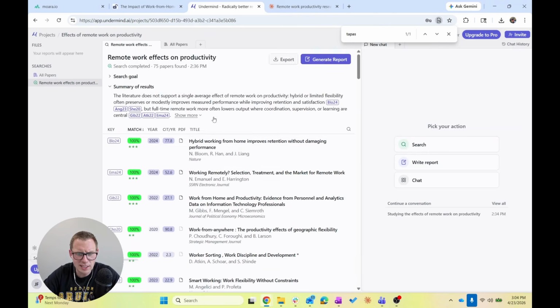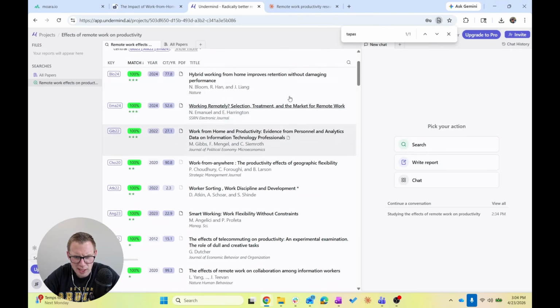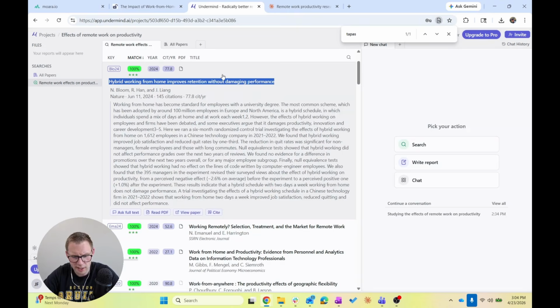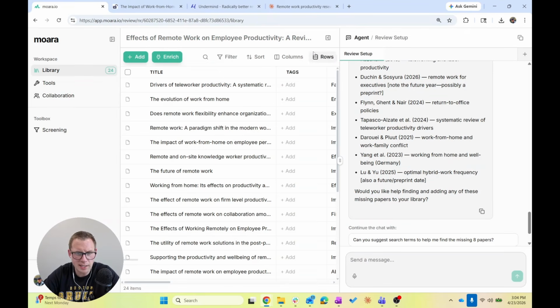And then this is all very informal, but let me just say selection treatment in the market for remote work. Interesting. So that result is good, not great. Improves retention without damaging performance. Hybrid work from home. Let's take a look and see if we have this one, because that is once again going back to that topic.